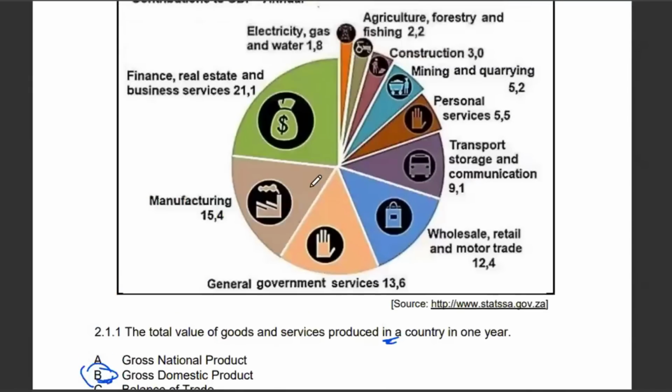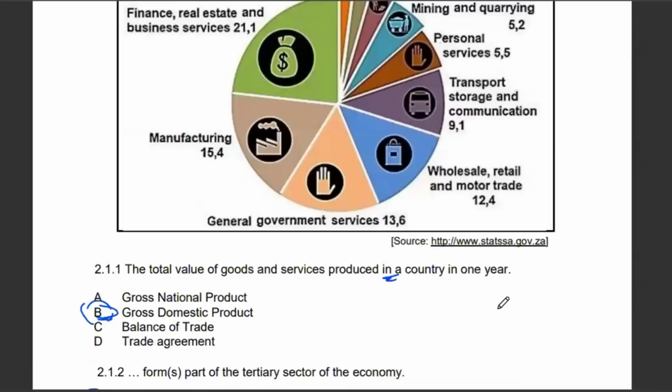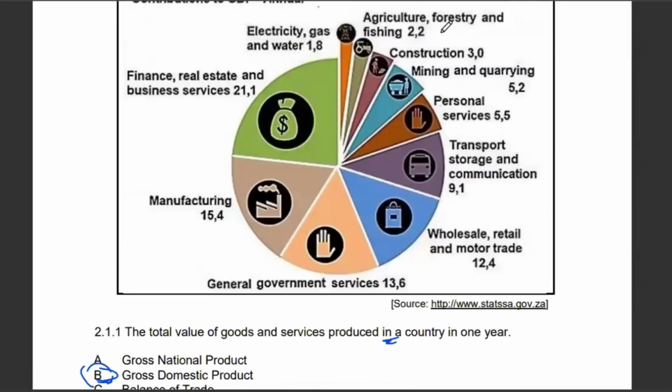So we are only comparing tertiary services, right? This is primary, agriculture and forestry. This is secondary, construction. Mining is primary. Personal services, it's tertiary, it's 5.5. Transport and storage is also tertiary, it's 9.1. Wholesale and retail is also tertiary, it's 12.4. Government services can be a part of tertiary also, yes, 13.6. Manufacturing is secondary. Finance, real estate, and business services is also tertiary, 21.1.